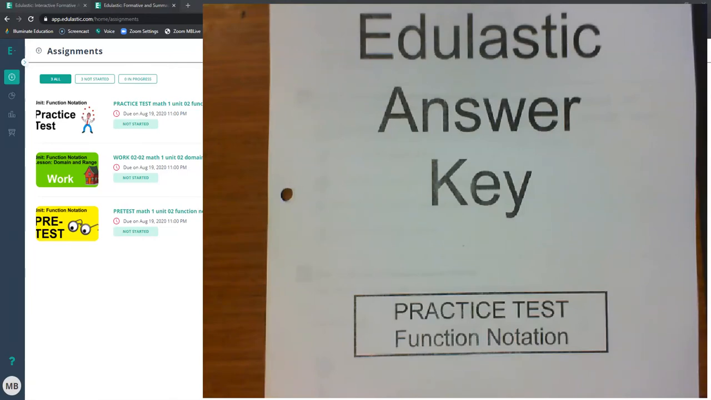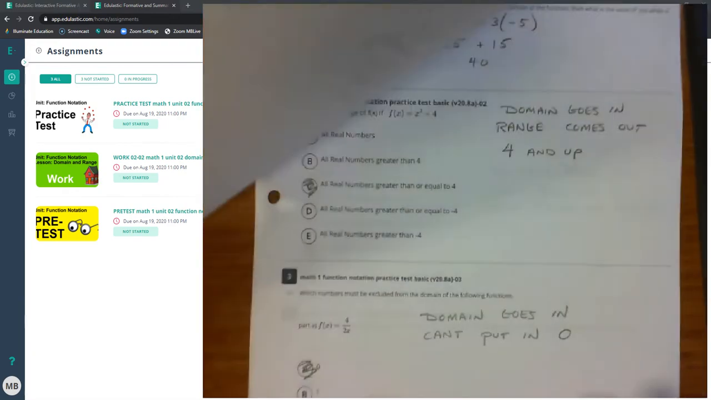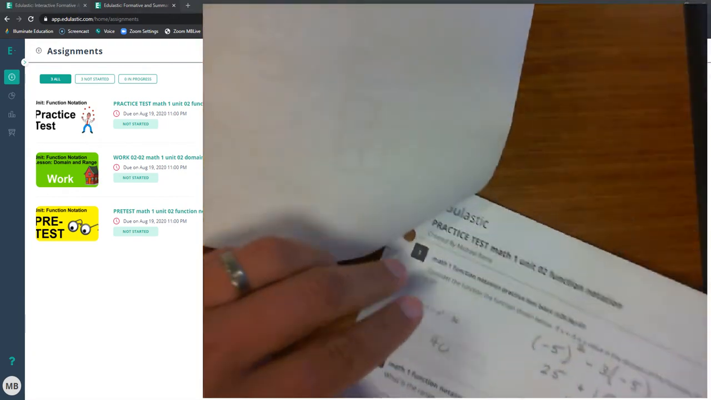Hey, it's Mr. Barr, and this is the practice test for function notation. Once I do it, then we'll put it into Edulastic and see if I did things correctly.